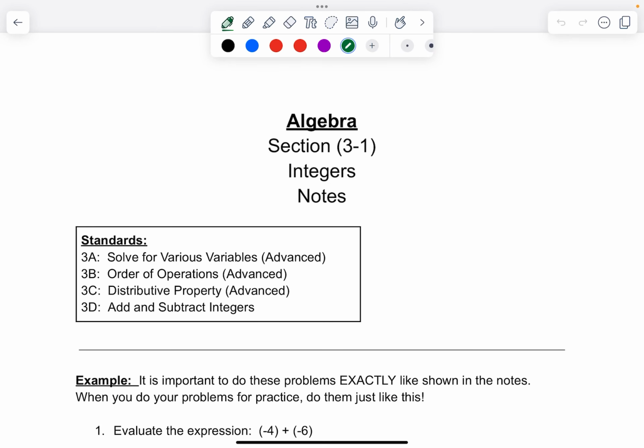All right, welcome to chapter 3. You're going to notice a few things this chapter. First of all, you're going to notice that we have 4 standards. One is solving for various variables, order of operations. Notice they're advanced. Distributive property is advanced, and also adding and subtracting integers. Today we're going to look at adding and subtracting integers.